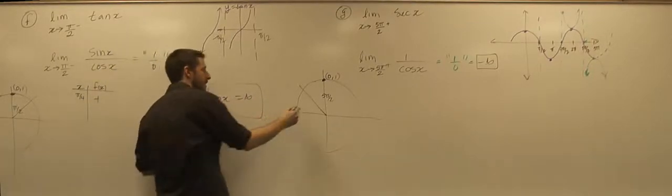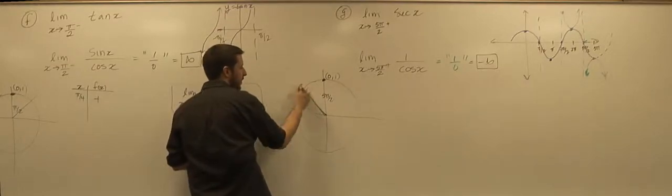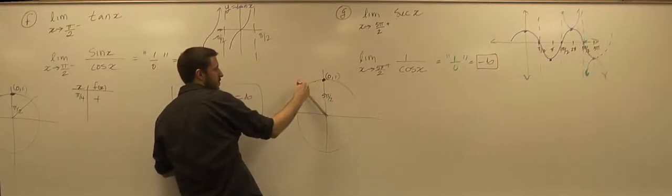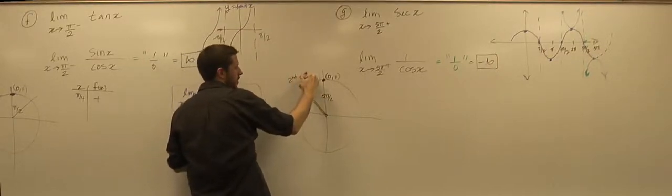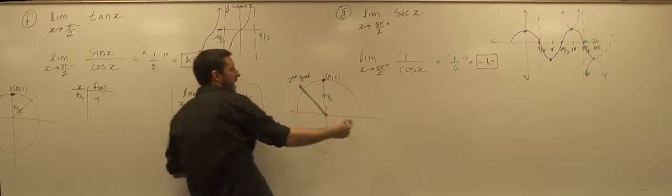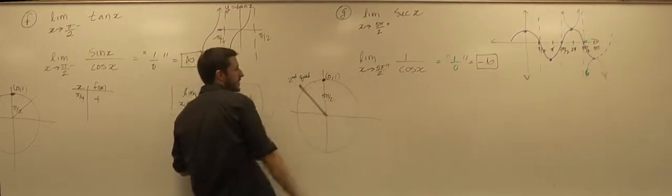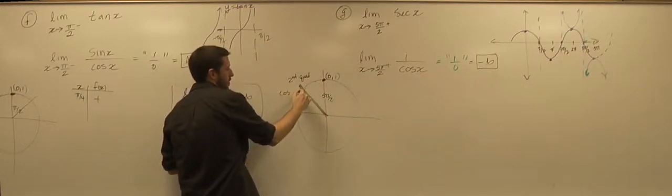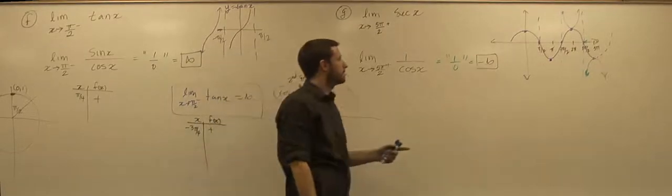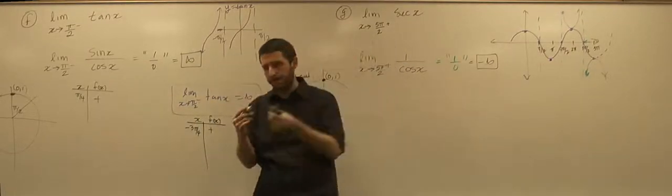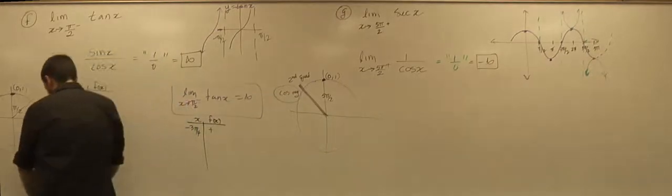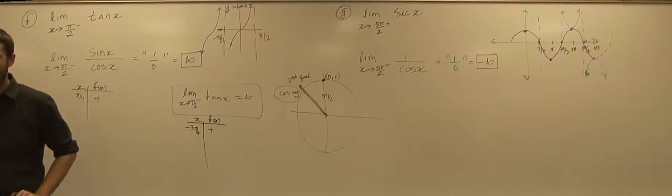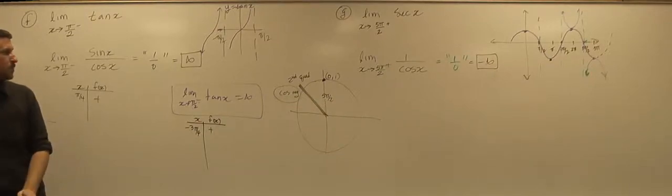And so the other way to think of that, like I said, if you plug in something a little bit bigger than 5 pi over 2, you're going to be a little bit more to the left, so that's going to put you in the second quadrant. So it's clear from that, because cosine is negative in the second quadrant, that it should be negative infinity. Either way. That was a good example, though. That one's tricky.